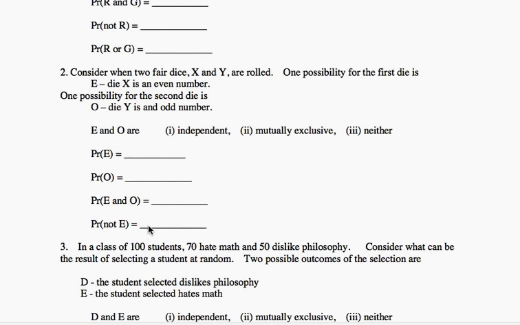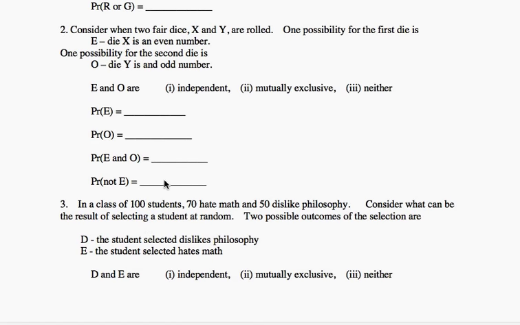Okay, let's move on now to 2. Consider when two fair dice are cast or rolled, X and Y. One possibility for the first one is E, you get an even number, and for the second die, O, you get an odd number. E and O, getting an even number for the first die and an odd number for the second, are either 1, independent, 2, mutually exclusive, or 3, neither. Okay, so are they mutually exclusive? If you have one, does it mean you cannot have the other? No. So in this case, that definition is definitely out.